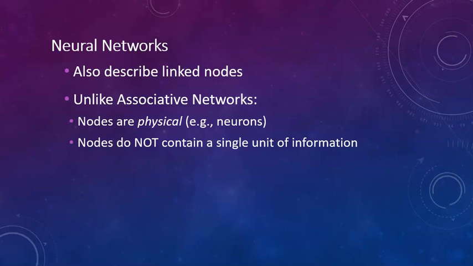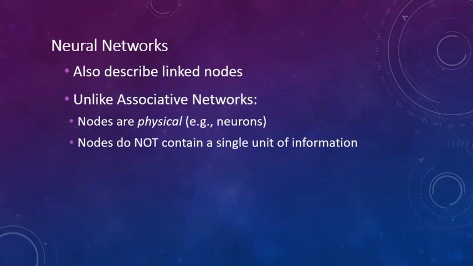Now, another way to think about how storage works is by thinking about neural networks. This also uses the description of nodes being linked together. However, unlike the associative networks, the nodes are physical. In other words, instead of a node being a concept like a fire truck or a color or a vehicle, these nodes are talking about specific neurons or specific parts of the brain. So the nodes do not contain a single unit of information.